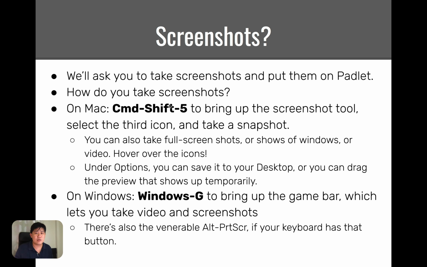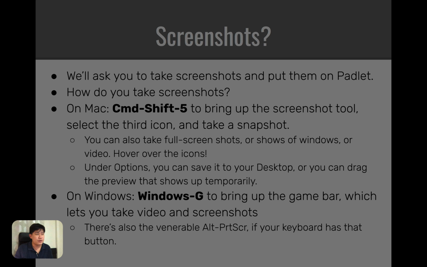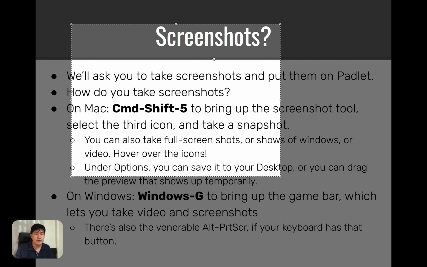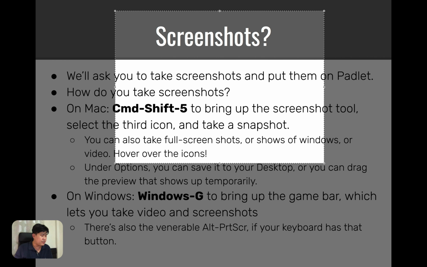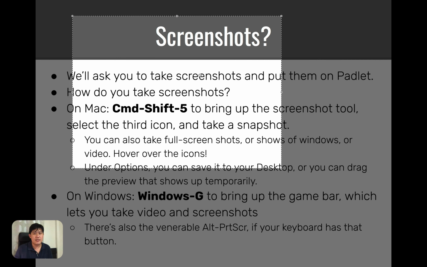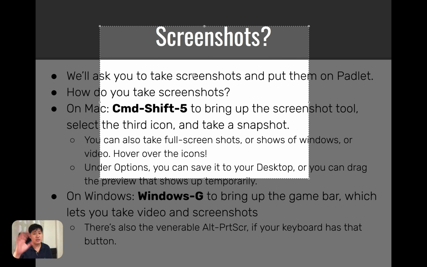On Mac, it's very simple. Press Command-Shift-5. It'll bring up this little toolbar right here. Let me drag it over from my other screen. It doesn't go over. Never mind. But you can see there's a little toolbar at the bottom of the screen. Trust me. Pretend it's right there.